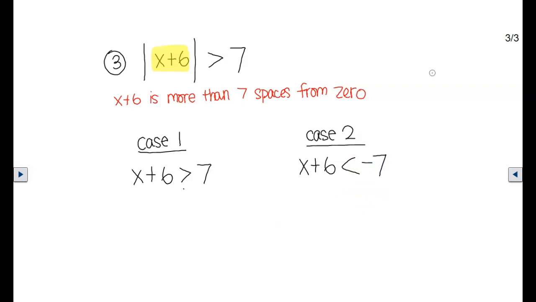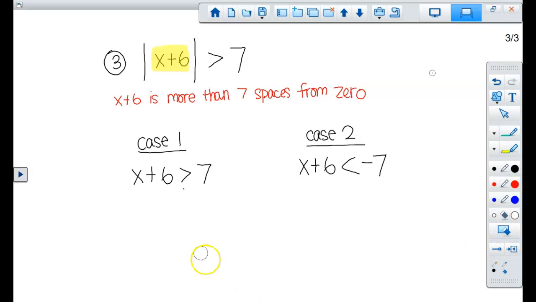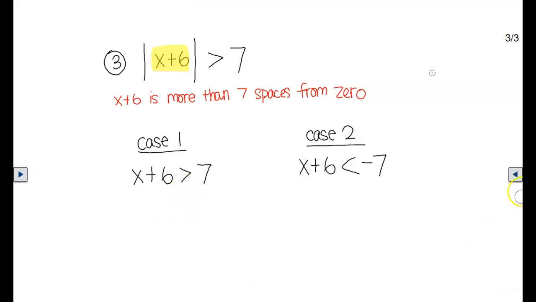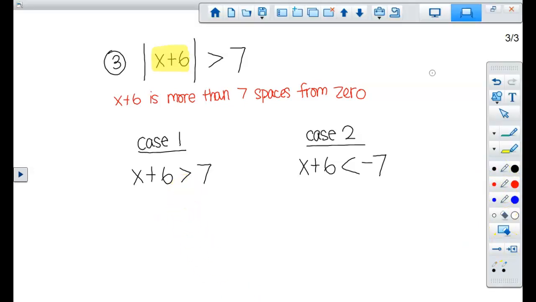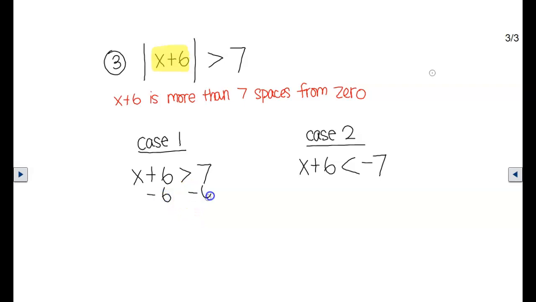So get your case 1 by bringing the problem down without absolute value bars, and then on case 2, make the 2 changes. Take case 1, flip the inequality sign, make your number negative. All right, now, you've got your 2 cases, time to solve for x. So how would you solve this inequality for x? Well, you have x plus 6, so you would subtract 6 on both sides. And that's going to tell me that the x's in this problem can be greater than 1.